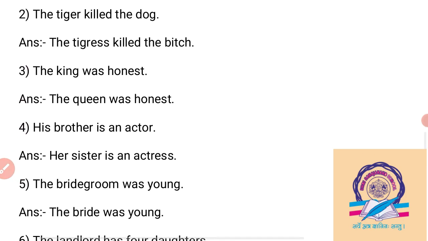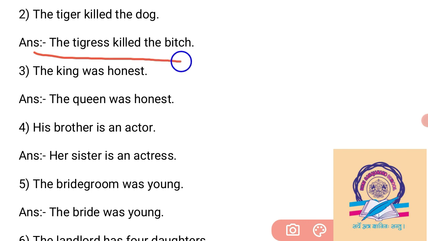Then the second example is given, like the tiger killed the dog. So tiger changes into tigress. Then dog is a noun and dog changes into bitch in the feminine gender. So our answer is the tigress killed the bitch. Then the king was honest. So the king is masculine gender. King changes into queen. Our answer is the queen was honest.